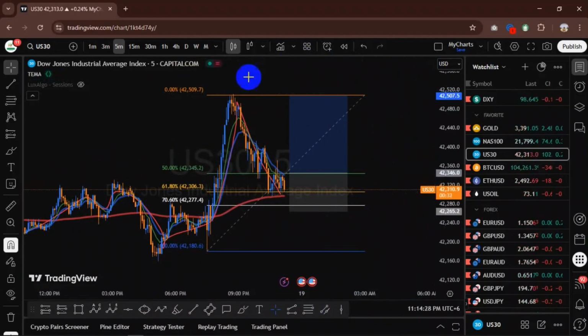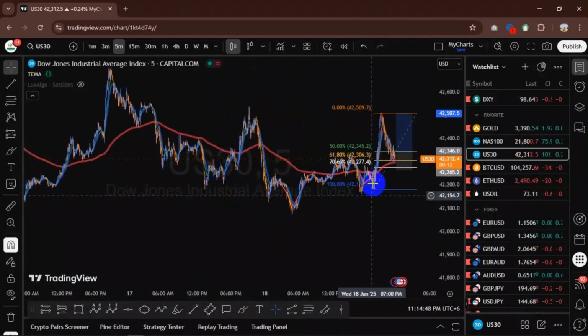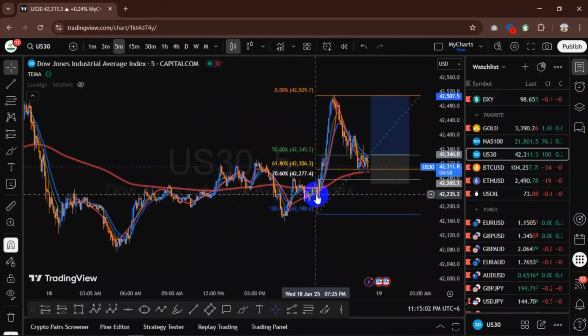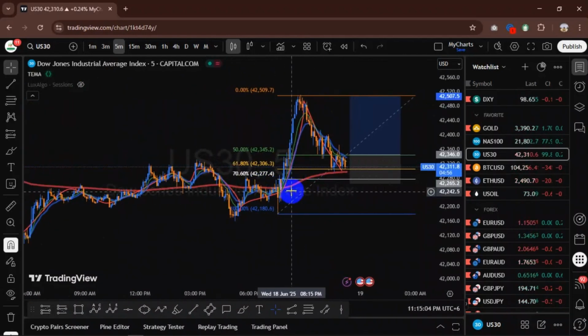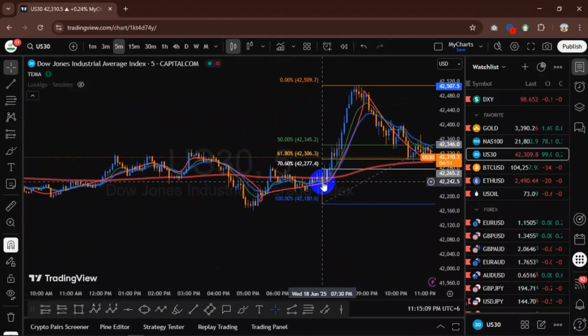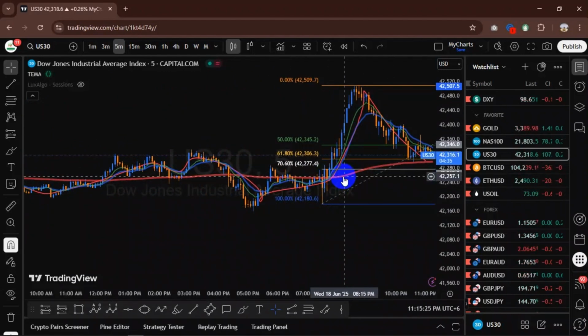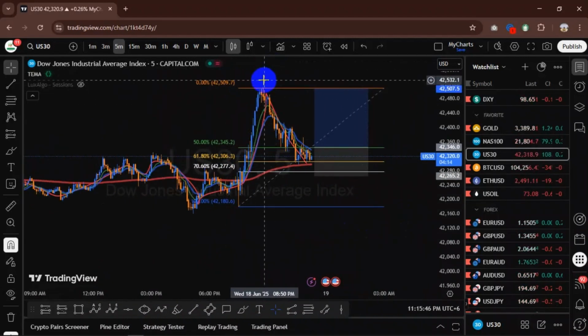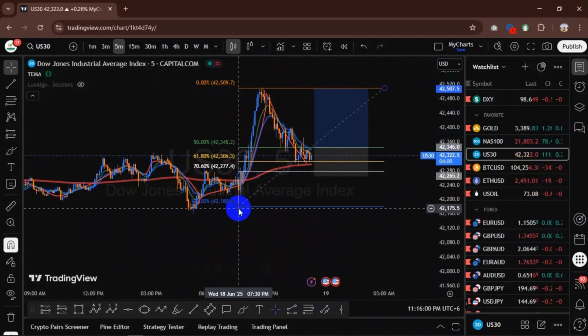Then you have to detect the move. Here you can see the market was in range, and after that it made a breakout to the upside. Here you can see where the 15 EMA crossed the 200 EMA. Then when the breakout occurs, you have to wait for the full move, and then when the pullback starts, you have to use your Fibonacci tool from the move low to the move high.